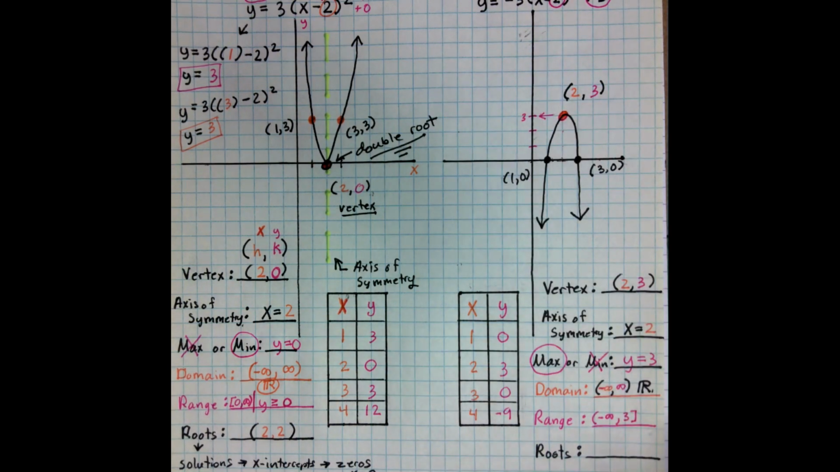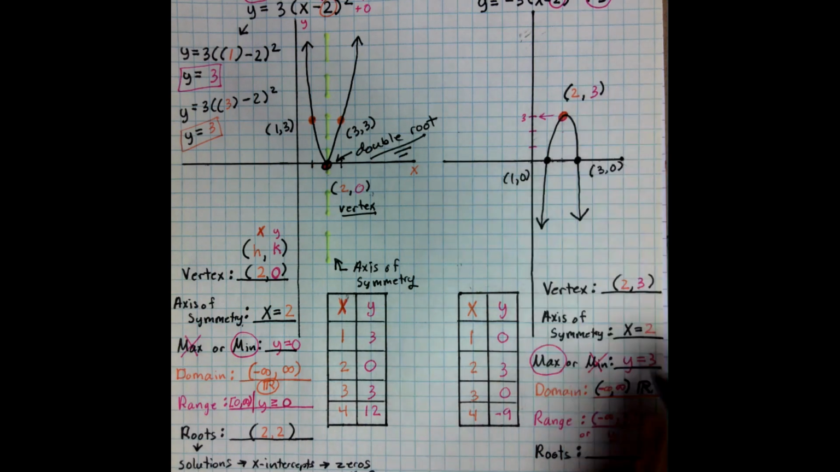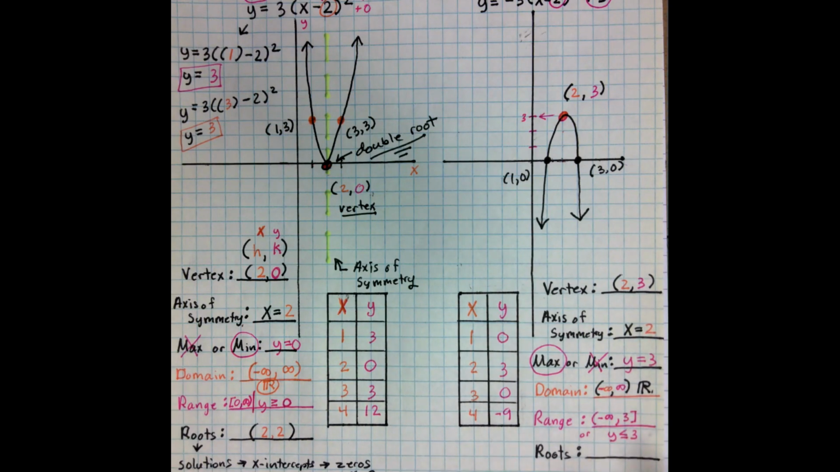Now the other thing I could do is write this as an inequality, and so I'm going to write that underneath, in this space underneath. We could say y is less than or equal to positive 3. So both are correct. This is interval notation on the top, and this is written as an inequality on the bottom.